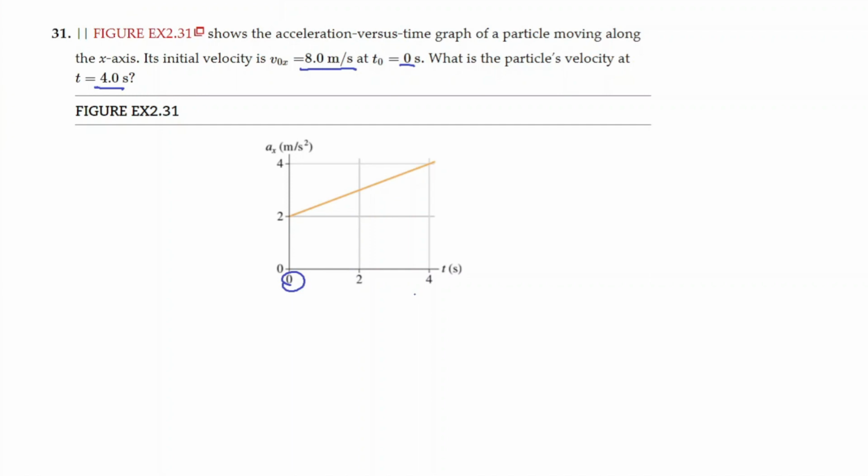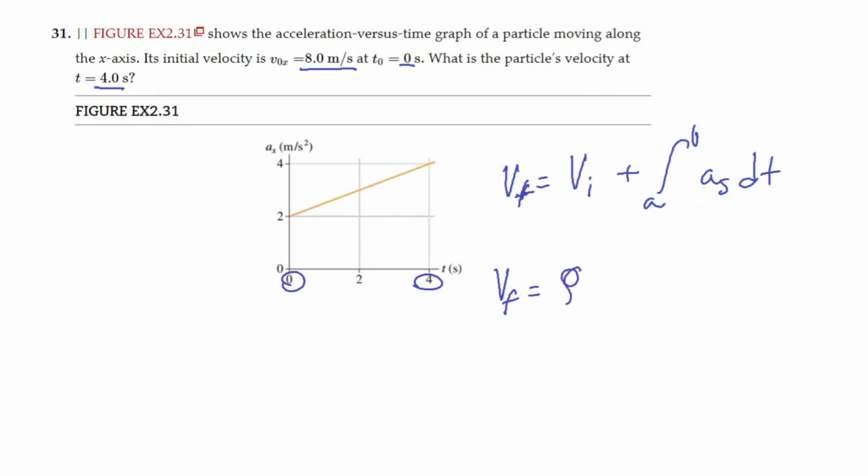So we're given this graph from the interval of 0 to 4, and let's use this equation right here. Since we're finding v final, v final is equal to v initial plus the integral of the acceleration graph, where in this case a is 0 and b is 4. So let's write out what we know. We know the initial velocity is 8 meters per second, so it's 8 plus the integral from 0 to 4 of the acceleration, a dt. But we're not given an equation here, so we can just look at the graph.